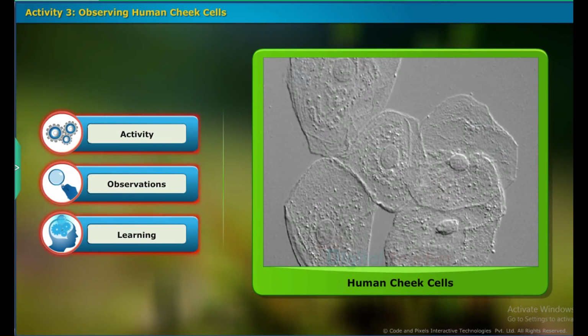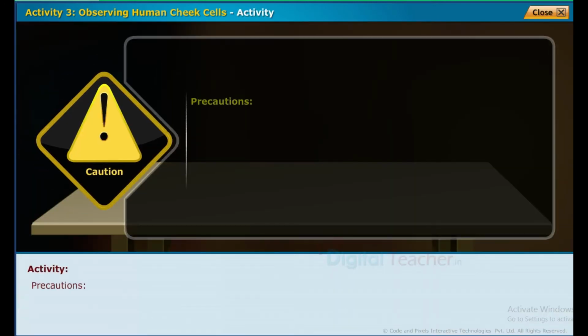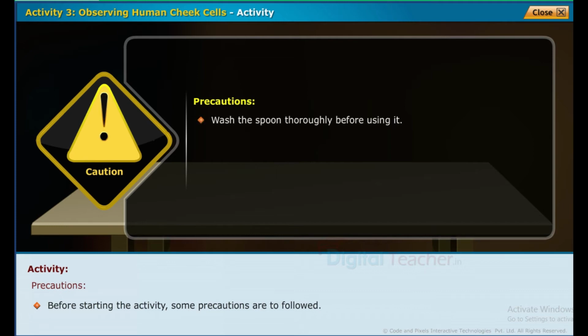Now, let us do an activity to observe human cheek cells. Precautions. Before starting the activity, some precautions ought to be followed. Wash the spoon thoroughly before using it. Do not scrape the cheek too hard because it may injure you.